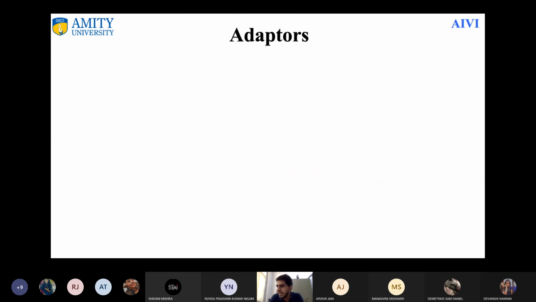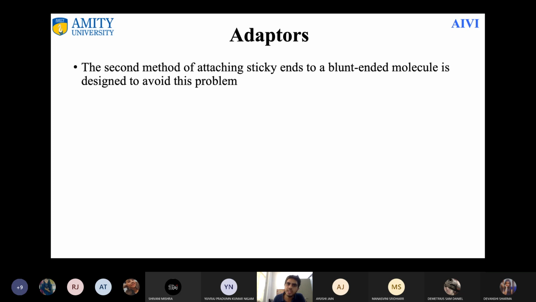Okay, so the next type of thing is the adapters. Now how are these adapters going to differ from the linkers? Linkers, as we mentioned, are going to be double stranded. Here adapters, as the name indicates, have to adapt. Adapt to what? Adapt to the sticky conditions. You are changing your blunt end to the sticky one. So what type of thing are they going to be? They are going to be sticky by themselves.